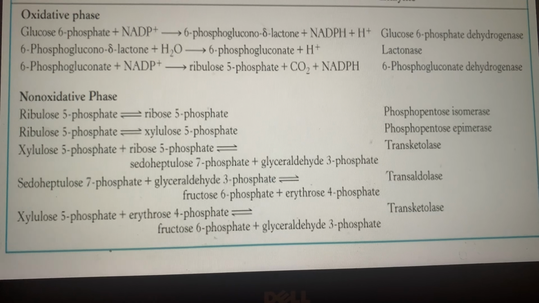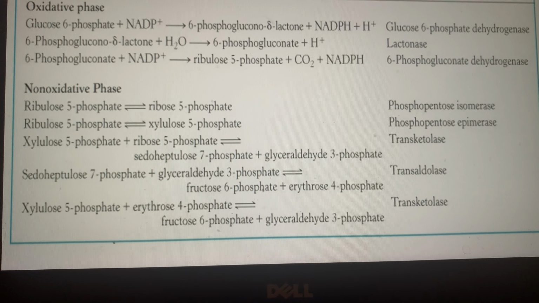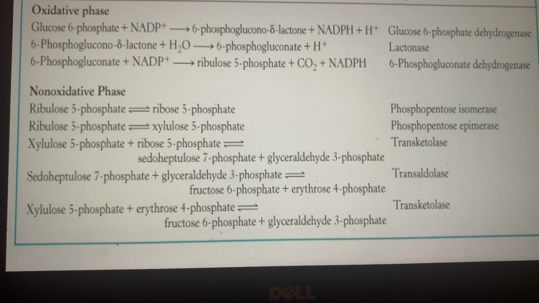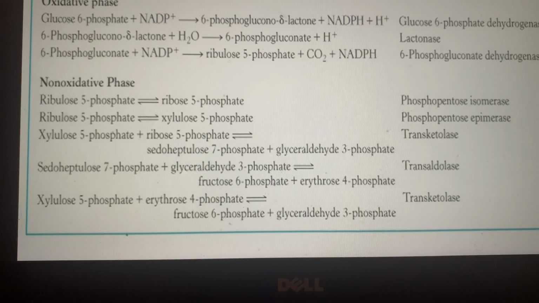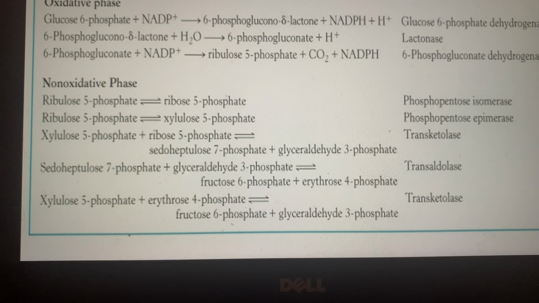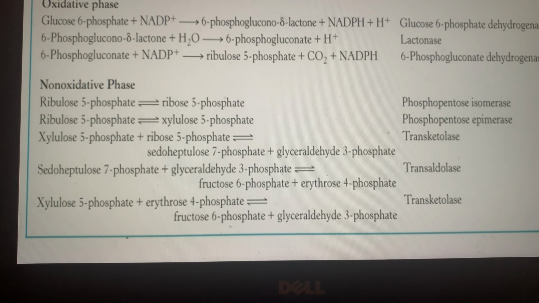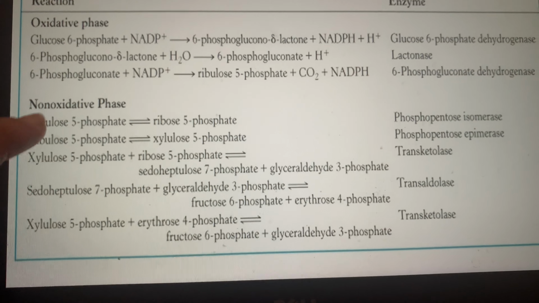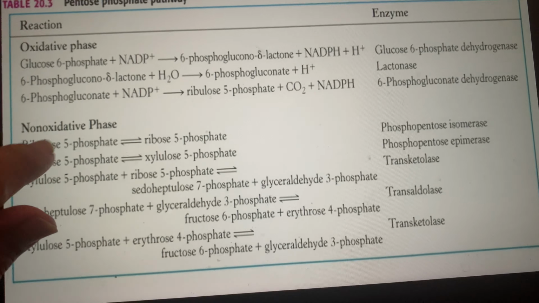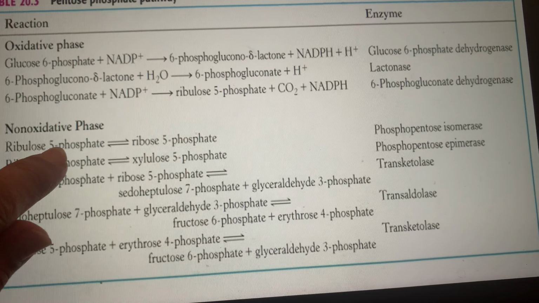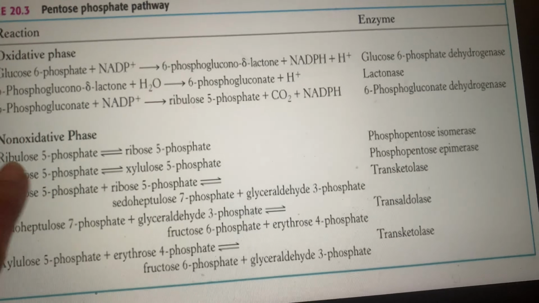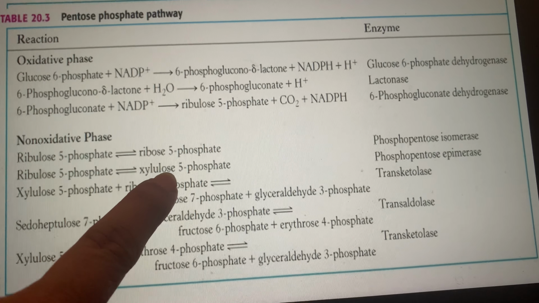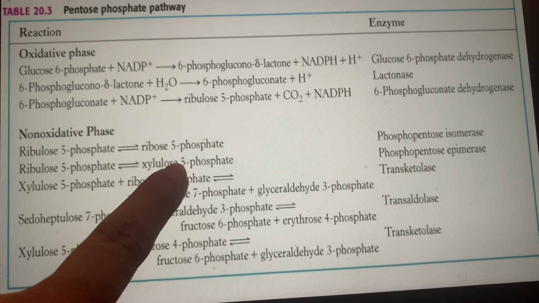That's why it's called pentose phosphate pathway, due to this isomerase. In the next step, ribulose 5-phosphate is in equilibrium. It can be converted into this. It can be in equilibrium with this isomer here.